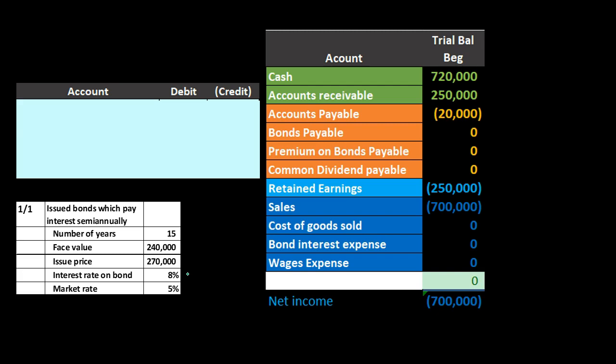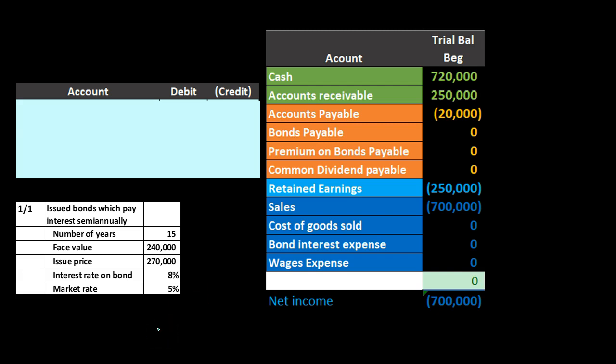I don't need to know the market rate or the rate of interest on the bond in order to record the issuance of the bond if it's given to me how much we issued the bond for, because the interest will come into play when we make the interest payments at a later time as we incur interest as time passes.